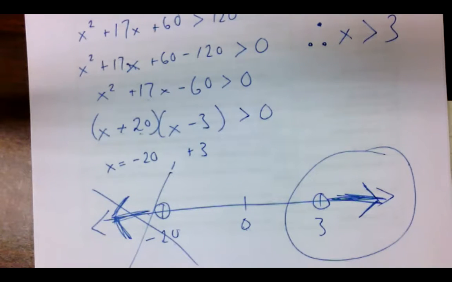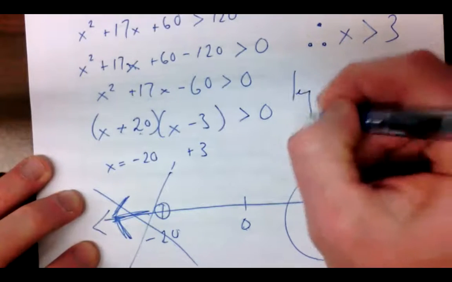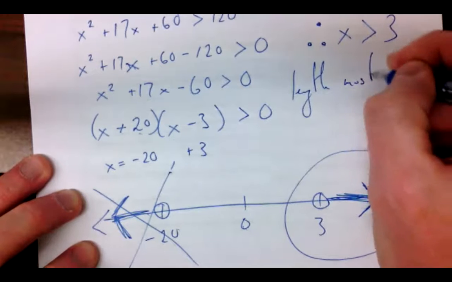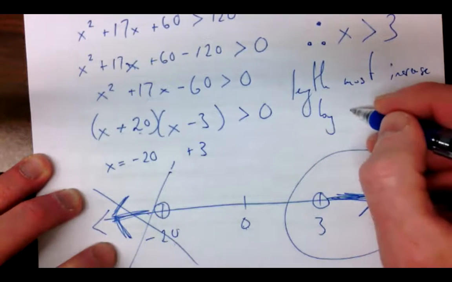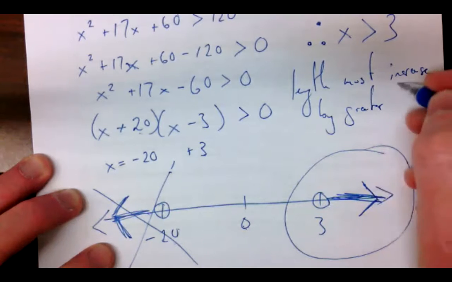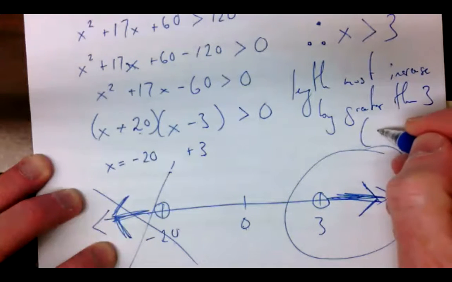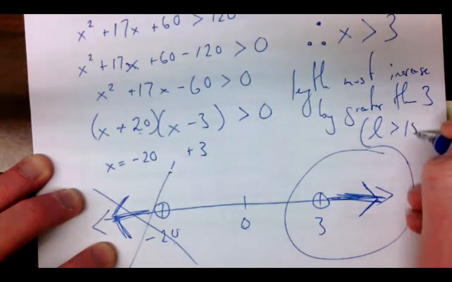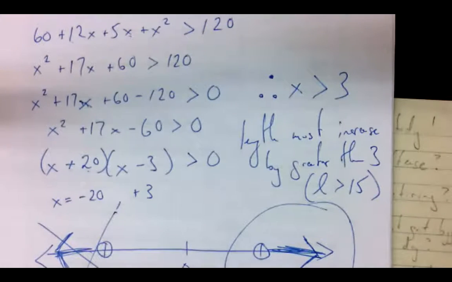So is the answer just greater than 3? Let's go back to the question. It says, what is the amount of increase in length? So you could say the length must increase by greater than 3. So the length has to be greater than 15 because it was originally 12. Yeah. Cool.